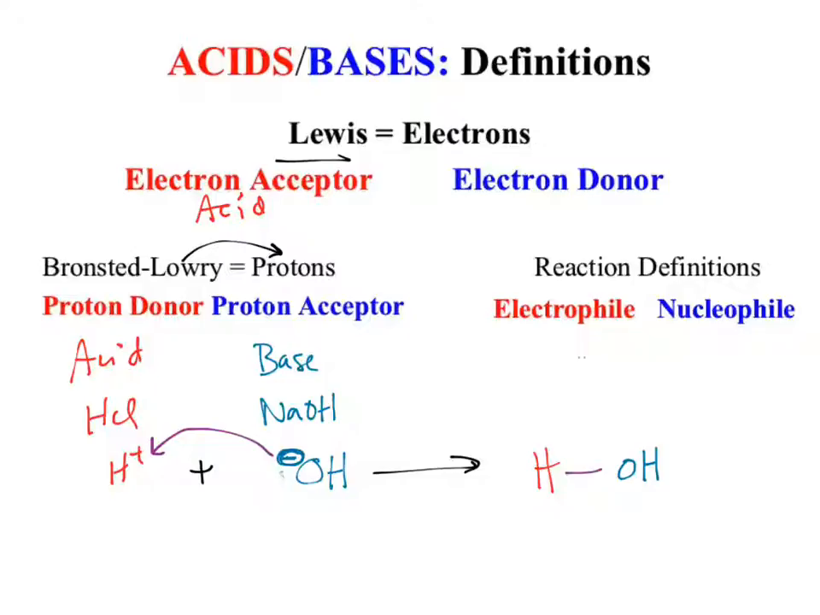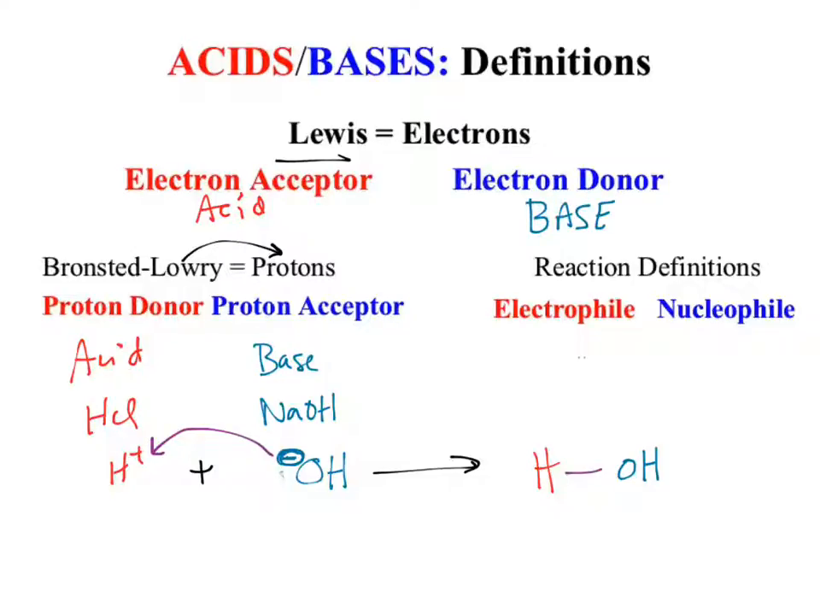Okay? So we can still use the same definitions or the same general reactions that we've had in all our previous cases. We're just changing the frame of reference. So our electron acceptor is an acid. The electron donor, well, what did hydroxide do? It donated its electrons as a base.